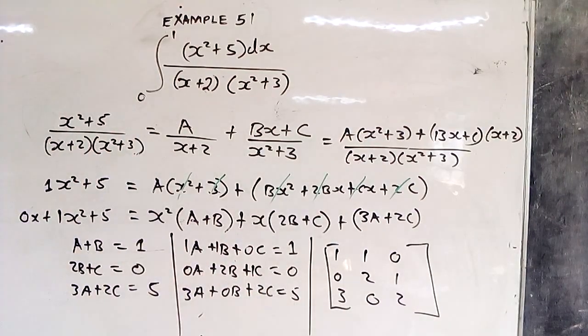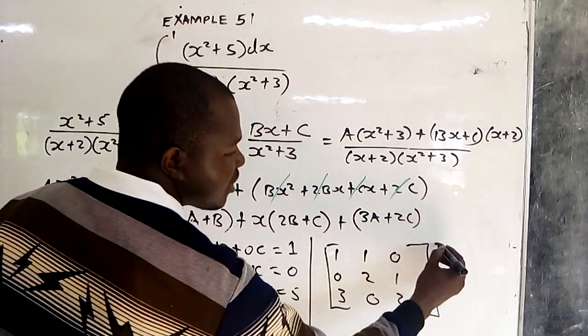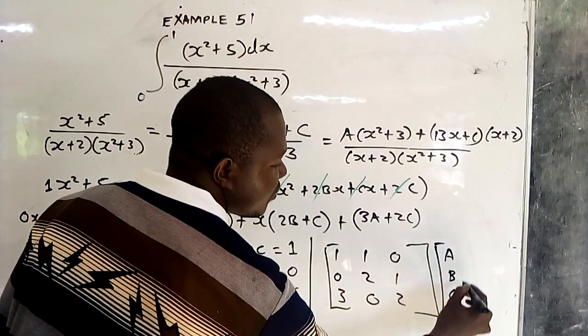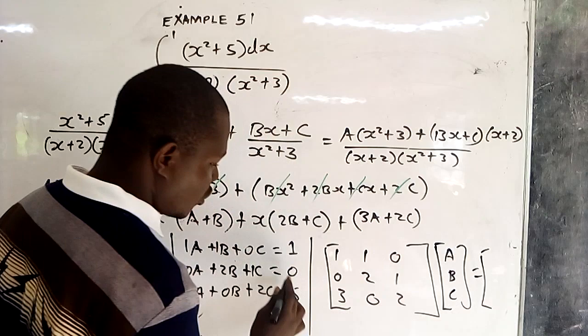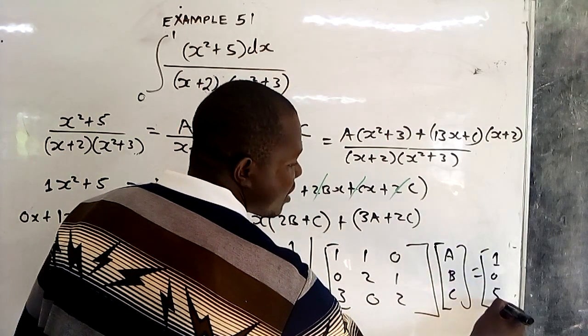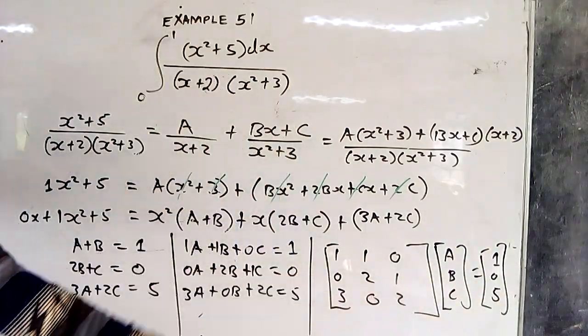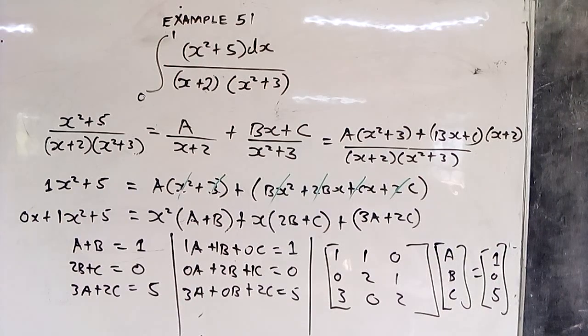Positive 0, positive 1, positive 2, 0, 1, 2, isn't it? Are we together? See, that's the coefficient matrix. Yes. Then that coefficient matrix times A, B, C, you are supposed to get the solution, which is 1, 0, 5. So can you enter that matrix in the calculator and let us get those determinants? Give me the value of A, B, and C very fast.